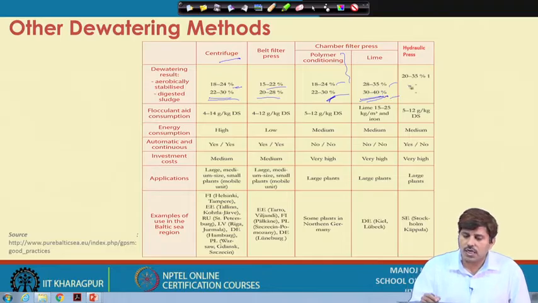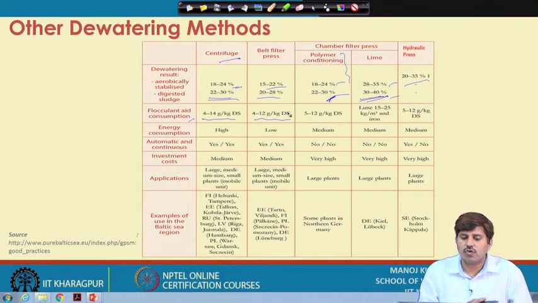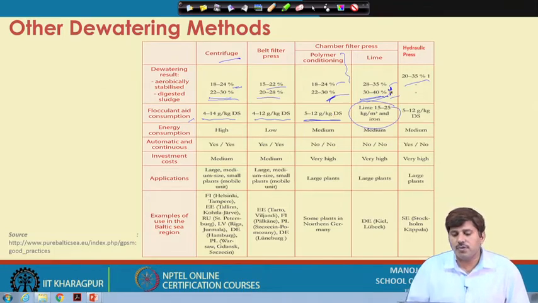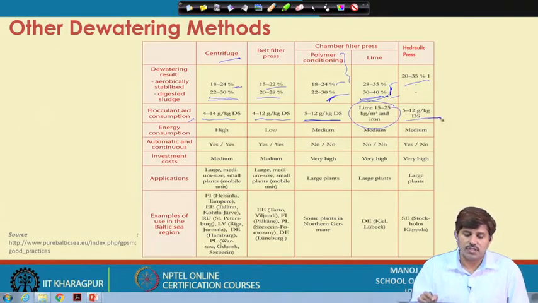Hydraulic presses are also another option which can be used. The flocculant consumption is of the order of 4 to 14 gram per kg of dry solids in the centrifuge. In the belt filter it is 4 to 12 gram per kg of dry solids, and the polymer dose here is 5 to 12 gram per kg, but the lime doses are far higher. If we are trying to achieve good performance with lime, we have to add some 15 to 25 kg per meter cube, and the base, like iron concentration, is also to be seen there. Okay. In hydraulic presses it is also of a similar range.